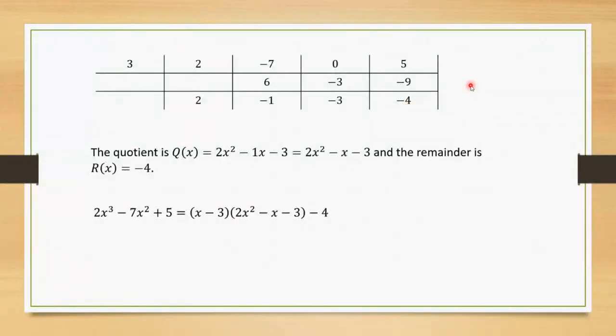So we stop. And since our dividend was degree 3, this is degree 2. That is, our answer has these coefficients, but it starts as degree 2. It's always 1 degree less than the one we started with. So because of that, we have 2x squared minus x minus 3, which is, of course, the same thing as this. And our remainder is minus 4. We were dividing by x minus 3, so we have this.